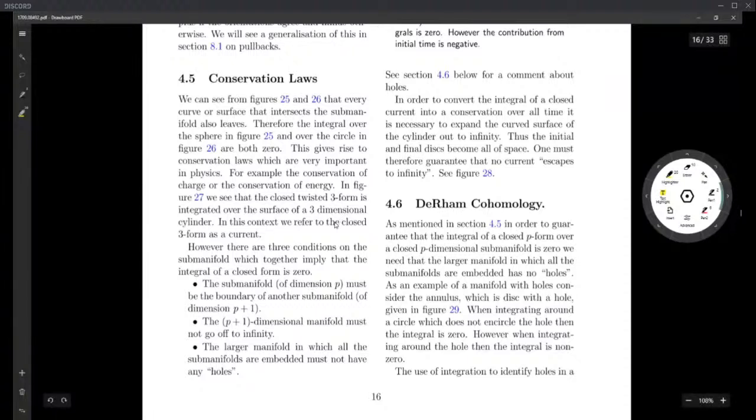Okay, so we were looking at conservation laws. What are conservation laws? Conservation laws simply state that the integral of a closed form is zero. There are three conditions which essentially put this into place. The submanifold of dimension p must be the boundary of another submanifold of dimension p plus 1. What this essentially says is, let's take a circle inside a circle, right?